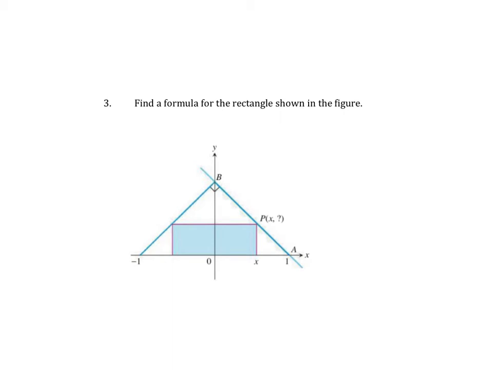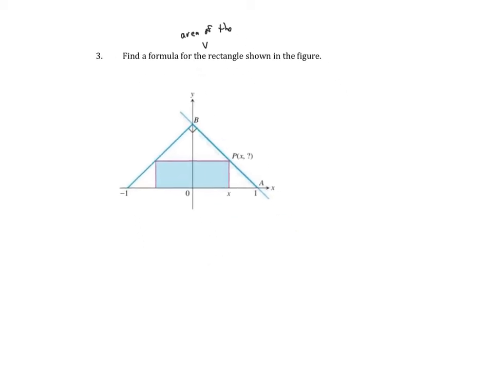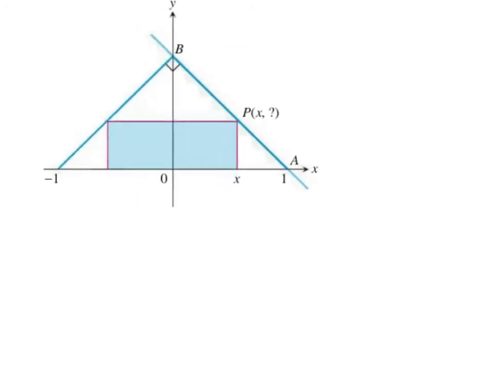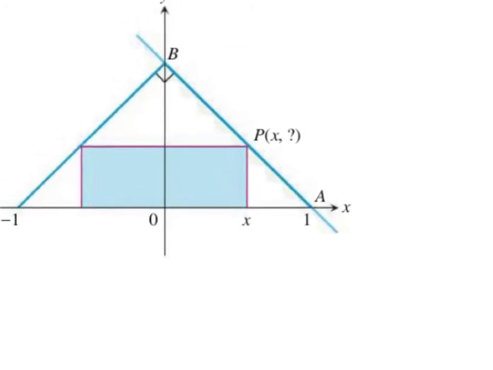Okay, and this one, find a formula for the area of the rectangle shown in the figure. Okay, so first off, this one's a little trickier maybe. So every point can be considered like x comma y. All right, so if this point is x comma y, that means you go over x and up y. So this distance is y, and this distance is x.